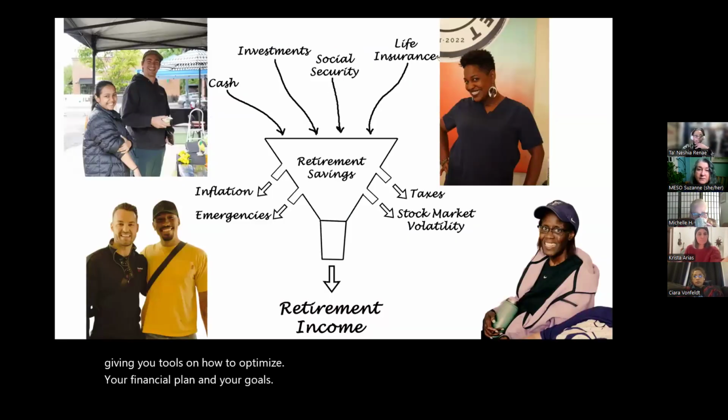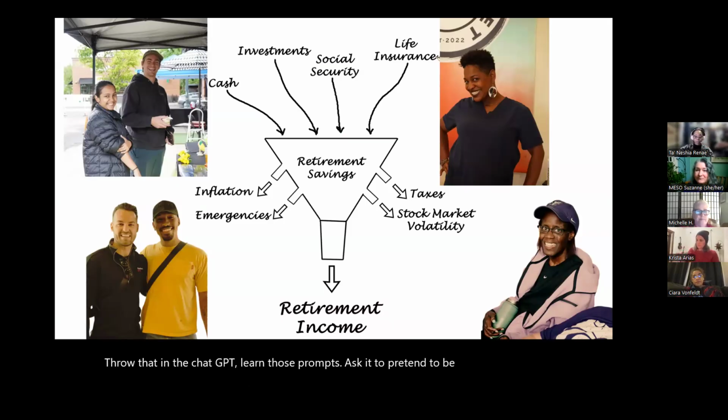And I want to give a plug for AI in this particular case, because if you do the math, it's really complicated to figure out how much money, but AI will do all of that for you. So yes, throw that into ChatGPT. I love to learn those prompts. Ask it to pretend to be an expert insurance broker and have them figure it out.